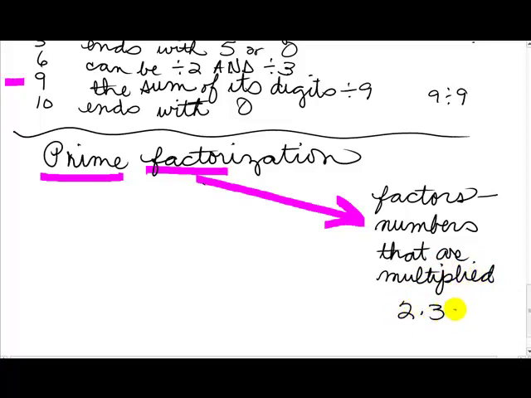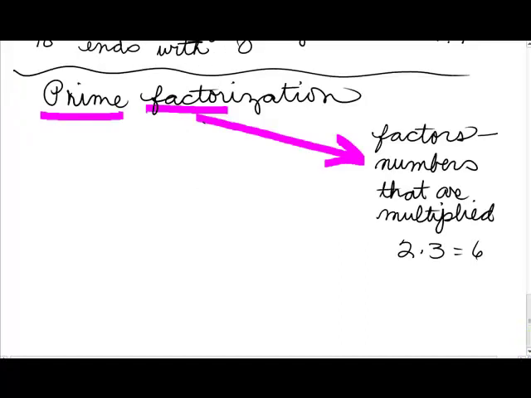Two times 3 equals 6. These are the factors. 6 is the product. Prime.